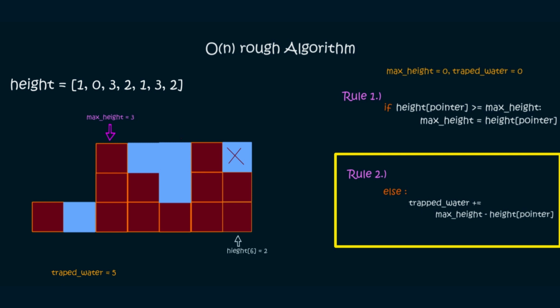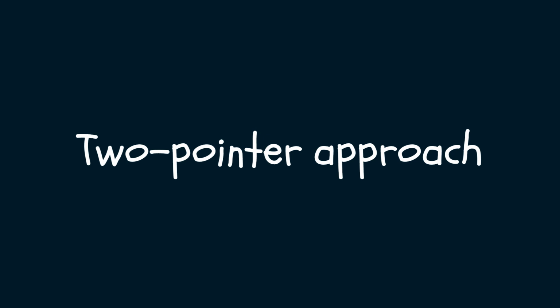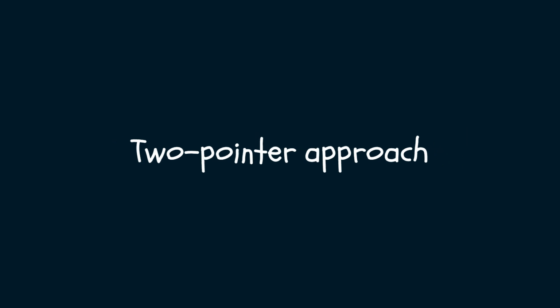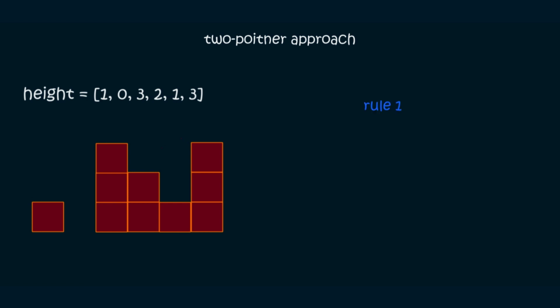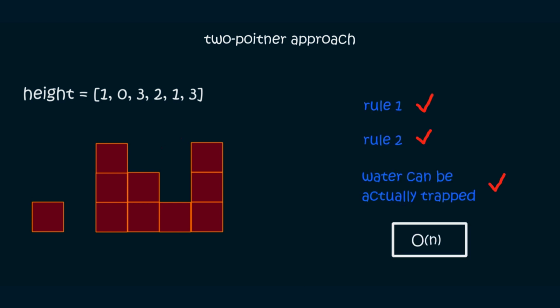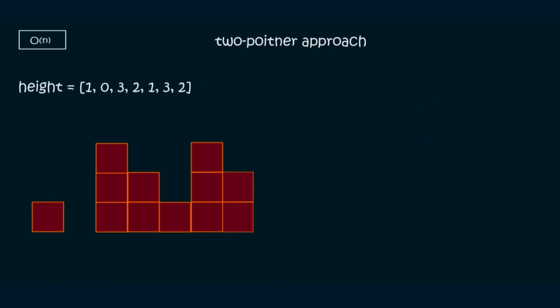which is not desirable. Fortunately, we have a better approach called the two-pointer approach. This approach allows us to ensure the rules while maintaining an O(n) time complexity for our algorithm. In this approach, we will initialize the left pointer with the starting index of the array and the right pointer with the ending index of the array. We will move the left pointer and perform the same steps as in the previous approach, but instead of using the max height, we will use the left max. Similarly, we will perform the same steps with the right pointer, but this time we will use the right max.